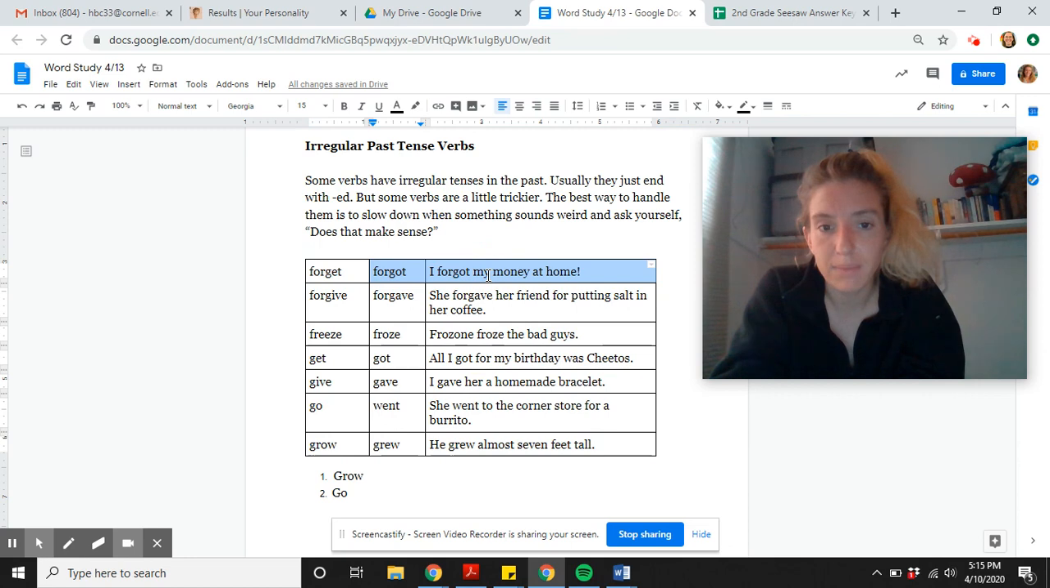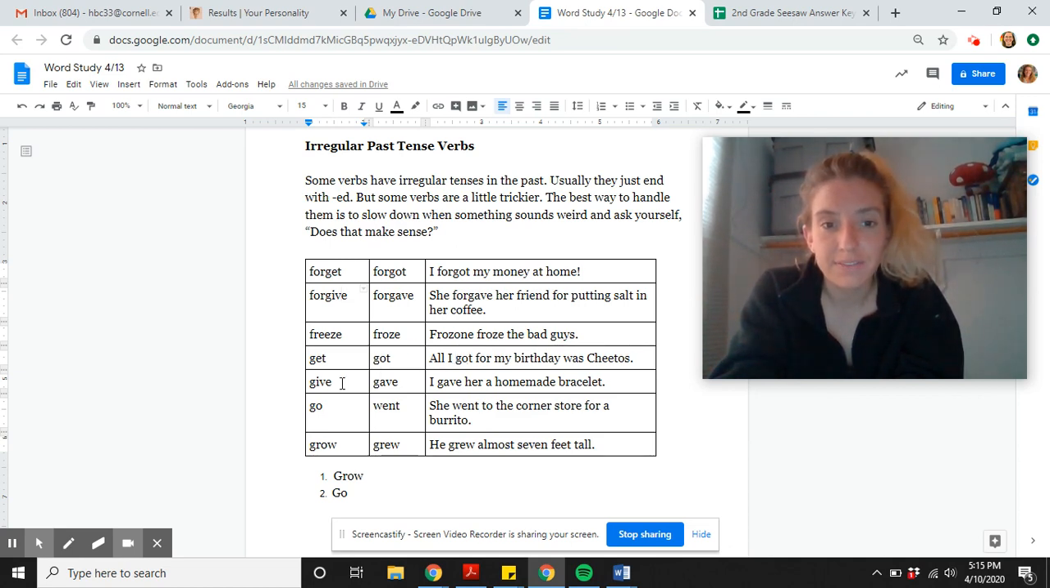Like I forgot my money at home. That happens to me a lot when I'm on my runs. The past tense of forgive is forgave. She forgave her friend for putting salt in her coffee. It's a mean April Fool's joke. Past tense of freeze is froze. Frozone, froze, bad guys. Past tense of get is got. All I got for my birthday was Cheetos.